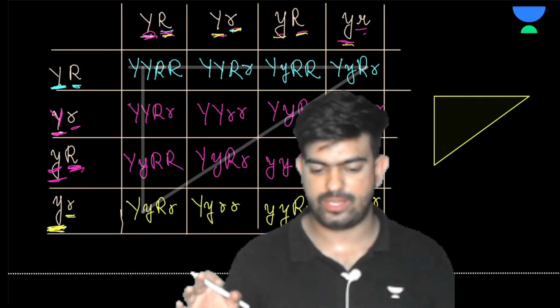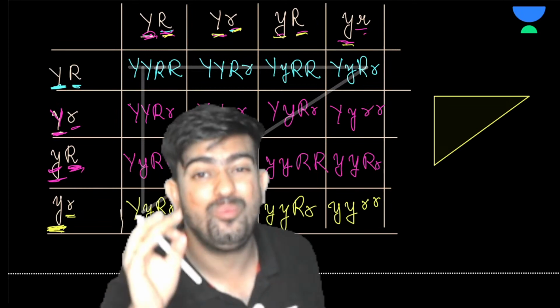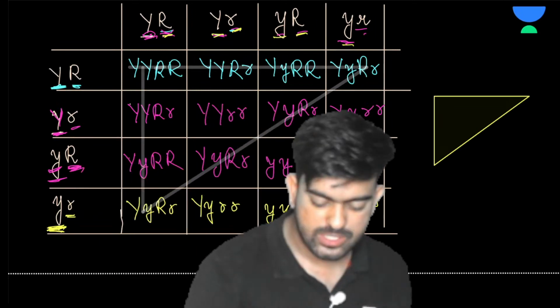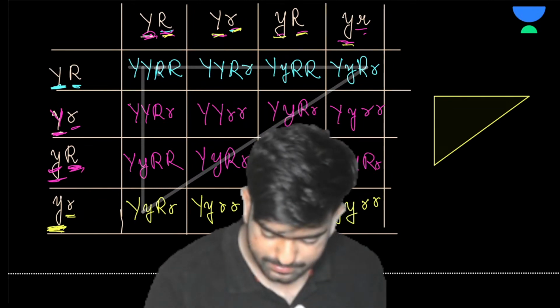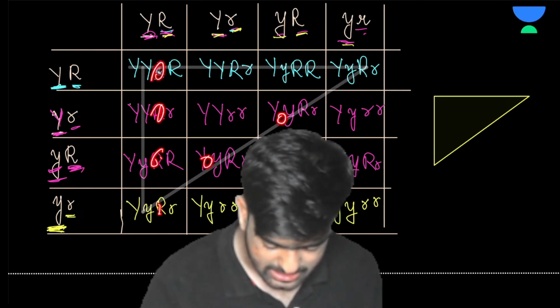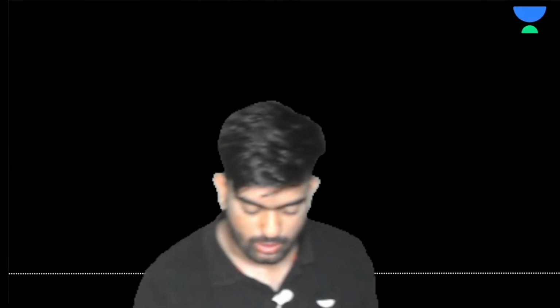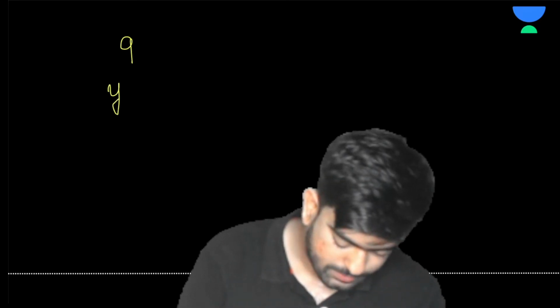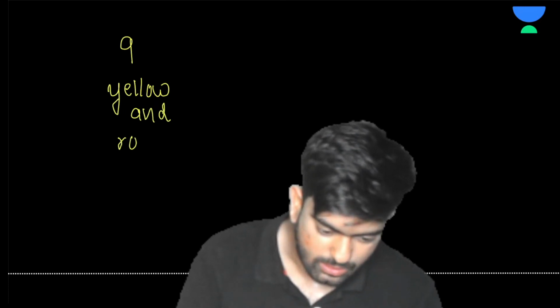Now what about this triangle, sir? This triangle represents all the progeny with dominant phenotype. And let's count the number here. 1, 2, 3, 4, 5, 6, 7, 8, 9. So 9 progenies are dominant. Let's write here: 9 progenies are dominant. And if it is dominant, sir, what will be their characters? That means yellow and round. The character will be yellow and round.